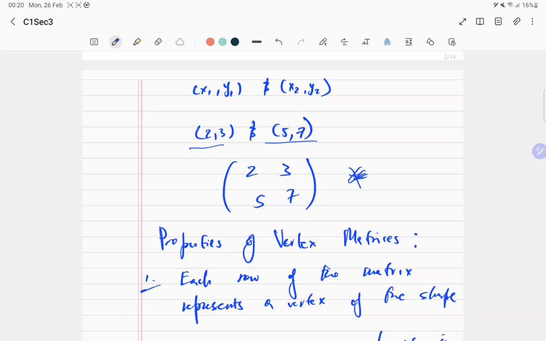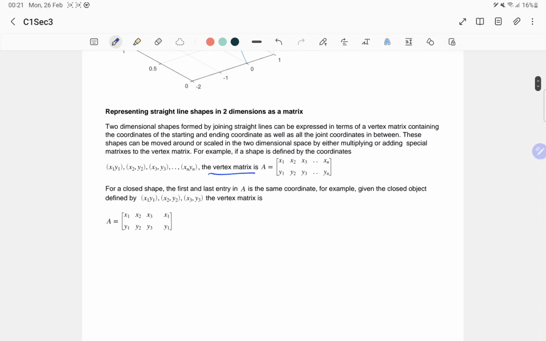And I said that the first column will be our x coordinate, or correspond to the x coordinate, and the second column will correspond to the y coordinate. But take note here on the notes that in your vertex matrix, you have your first row with x coordinates and your second row with y coordinates.